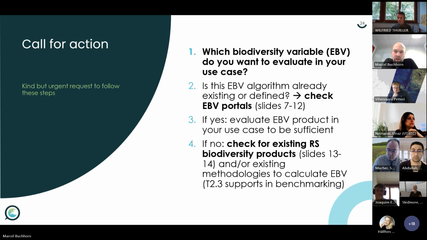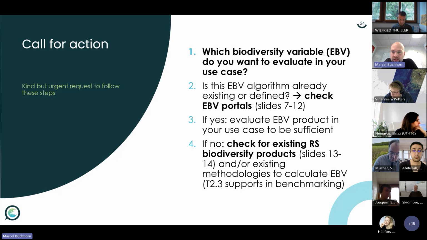Then you should think about whether an EBV algorithm already exists or is defined for the EBV you want to run. You can check that on the EBV portals you find on slides 7 to 12. If there is an EBV already existing, then please download it from the portal and check if it's sufficient for your case, or if we have to adapt the algorithm, maybe you need it in a higher resolution and so on.